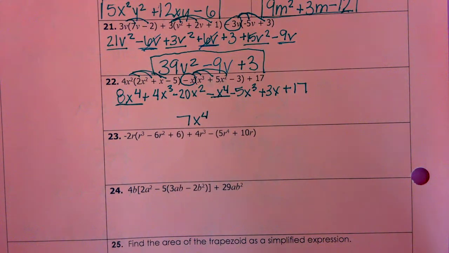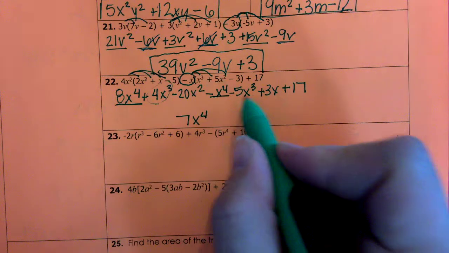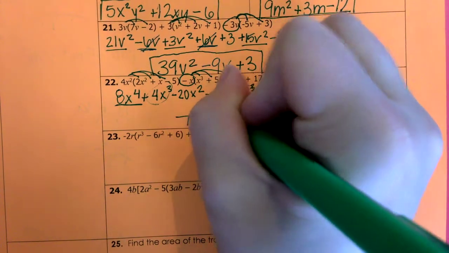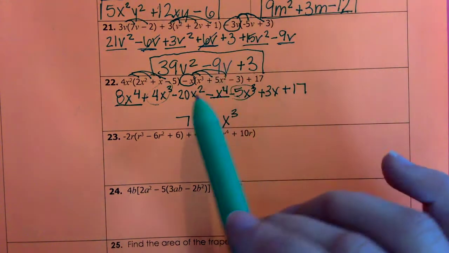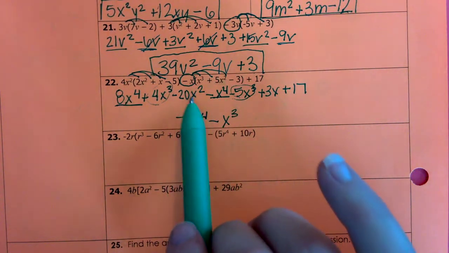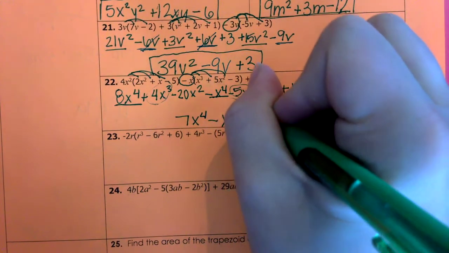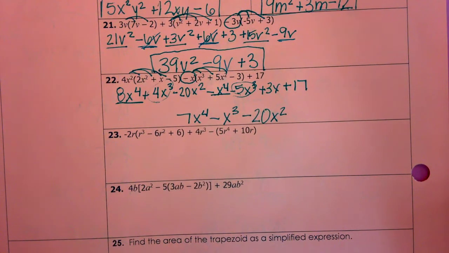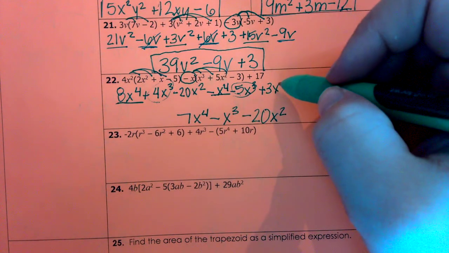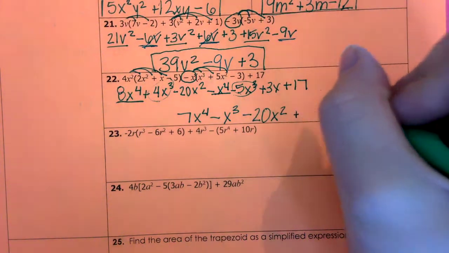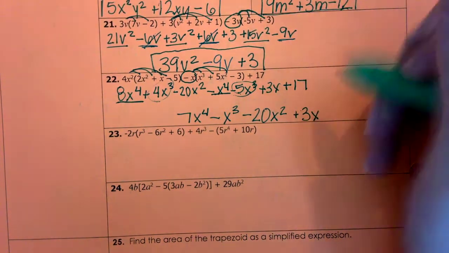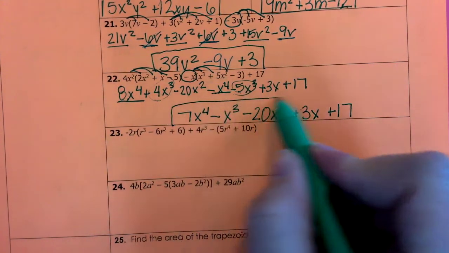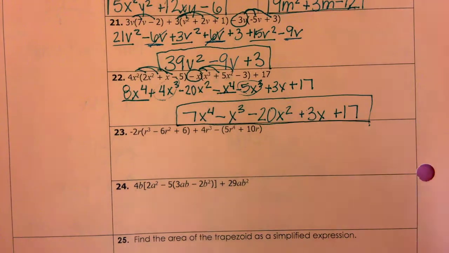Okay, now I look at my cubes. I have 4x cubed minus 5x cubed. Well, that's going to get me a minus x cubed. Now I have x squared. Well, this is my only term for x squared, so I just write that down below here. I have minus 20x squared. Then finally, my last two terms, I don't have anything else with just an x on it, so I write plus 3x. And then I don't have anything else that's just a number, so this is just plus 17. So there we go. That is my final answer on that one.